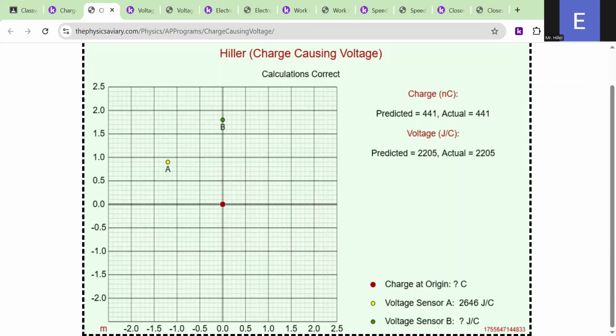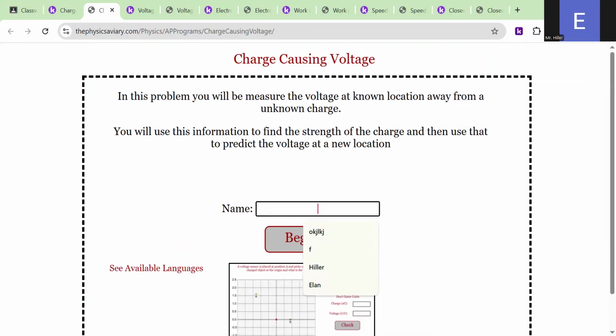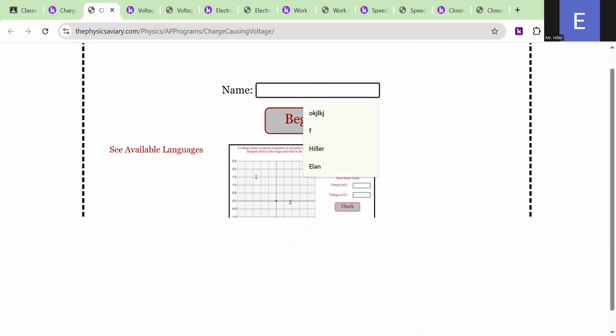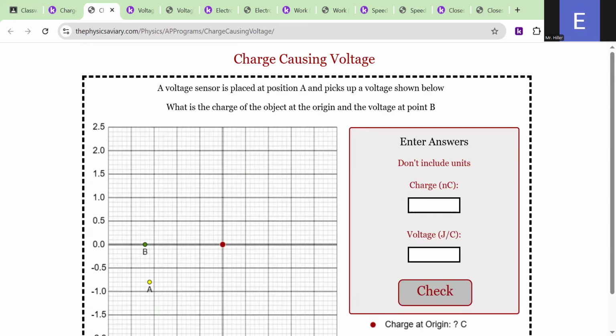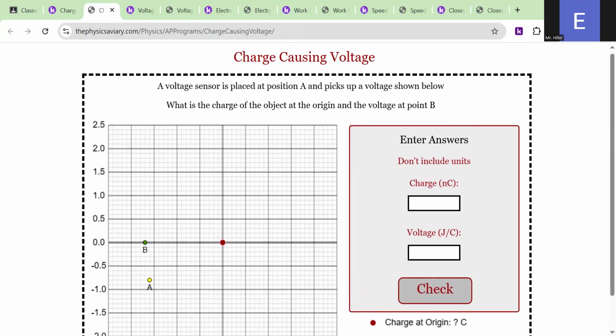Our first question is called charge causing voltage. Put your name in the program and let's begin. So for me, the first thing you're going to do is label your sensor A and B. My sensor A is at 1.6 over and 0.8 down.